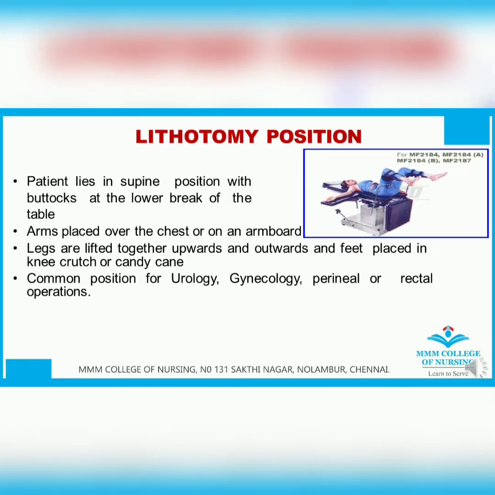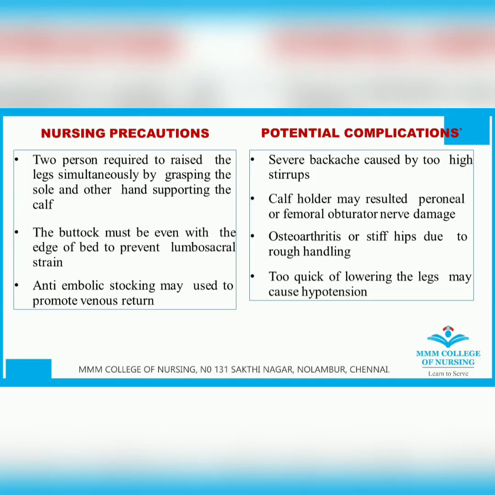Next, let's see the lithotomy position. The patient lies in supine position with the buttocks at the lower break of the table. Arms are placed over the chest or on an arm board. Legs are lifted together upwards and outwards and feet placed in knee crutches or stirrups. The common uses of this position are urology, gynecology and perineal or rectal operations.